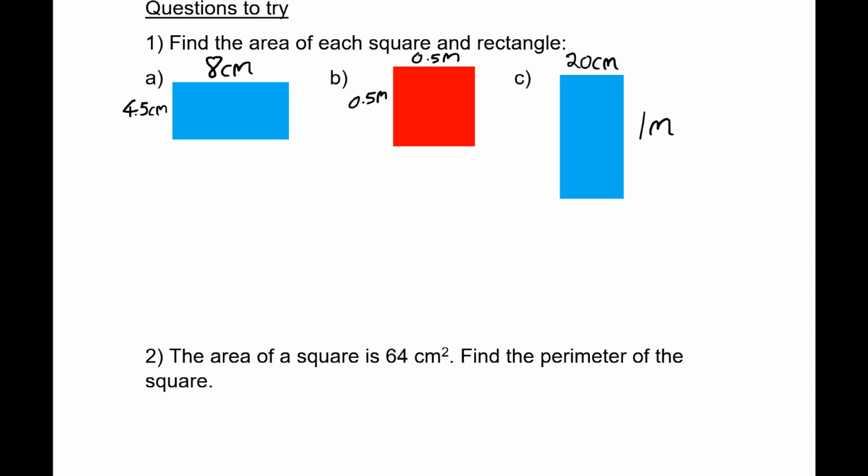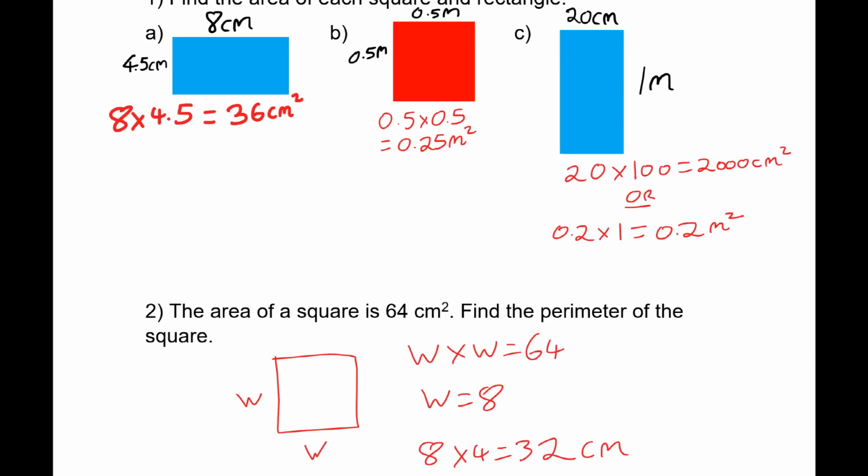Here are the answers. So we should have 36 centimeters squared for A, 0.25 meters squared for B. For C, you could either have 2,000 centimeters squared, so that's if you change the 1 meter into 100 centimeters, or you could have 0.2 meters squared by changing 20 centimeters into meters. For question 2, you should have an answer of 32 centimeters because the side length is 8.